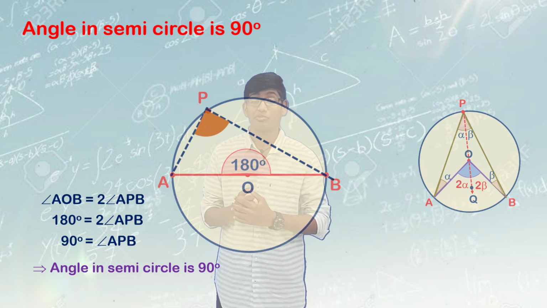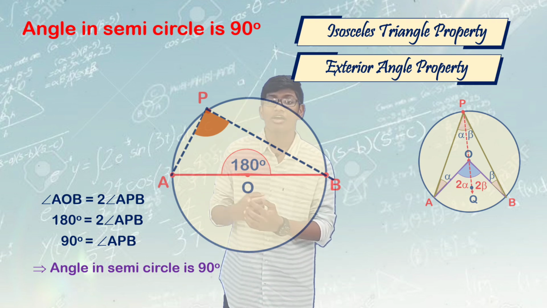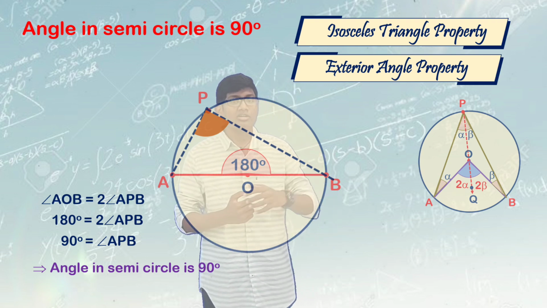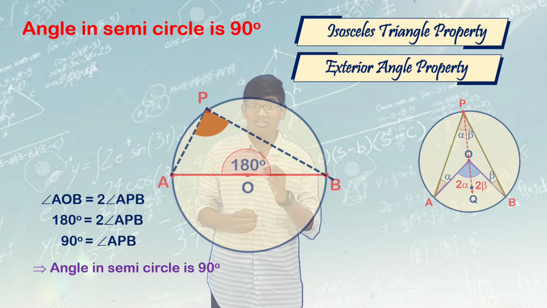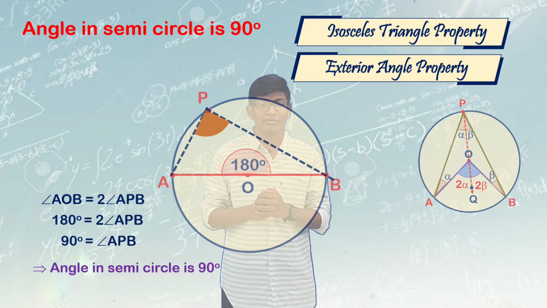So the first theorem is proved by two important properties of triangles, and with the help of this theorem we have proved another theorem. So this is how we prove the theorems in circles with simple properties.